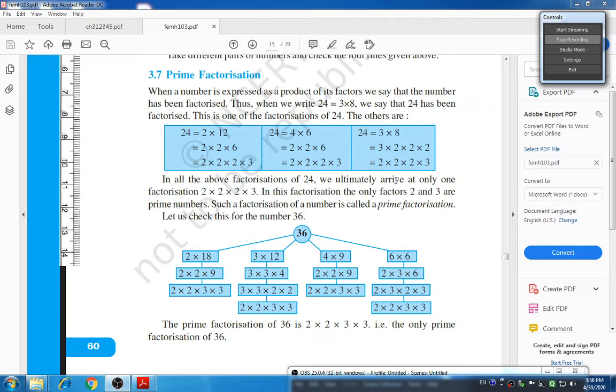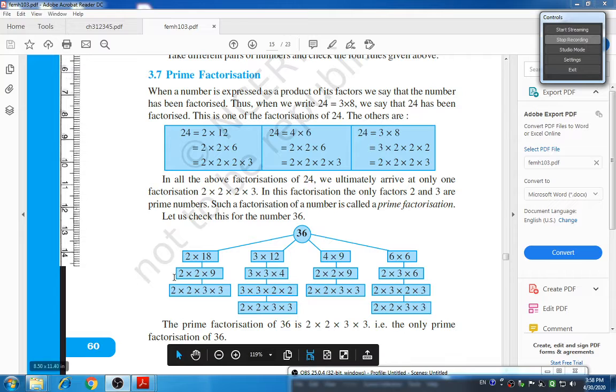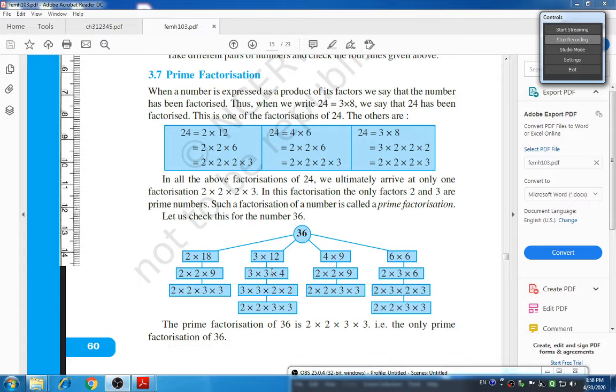Let us take this for the number 36. Look here, 36 can be factorized as 2 × 18, or 3 × 12, or 4 × 9, and 6 × 6. 2 × 18 is factorized as 2 × 2 × 9, and again it can be factorized as 2 × 2 × 3 × 3. This 3 × 12 can be factorized into 3 × 4, and again 3 remains the same and 4 can be factorized into 2 × 2. So we get 2 × 2 × 3 × 3.